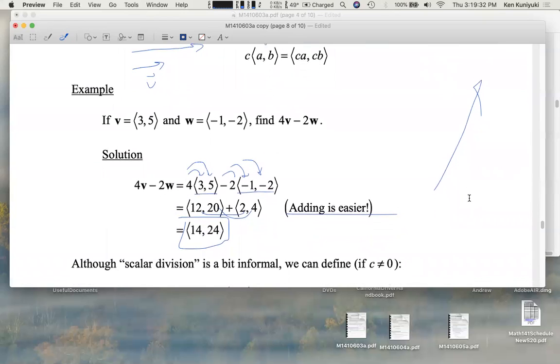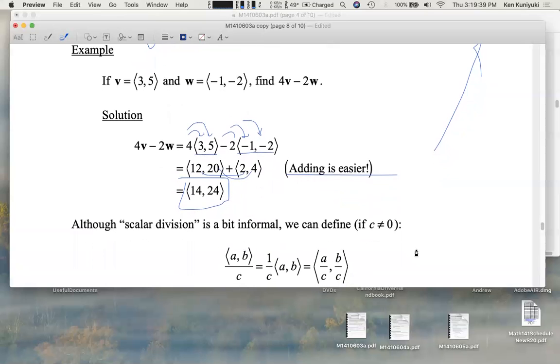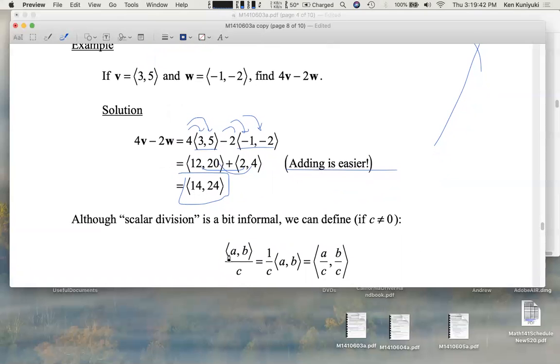Okay. Now, we've talked about multiplying a vector by a scalar. That's when you multiply the scalar in to both components. We can also define scalar division. We can talk about dividing a vector by a scalar, provided that the scalar is not 0, of course. To divide a vector by a scalar, well, when you divide by any non-zero number, you're multiplying by its reciprocal. And again, you can distribute this in. We get a over c, comma, b over c. Basically, to divide a vector by a scalar, you divide each component by the scalar.